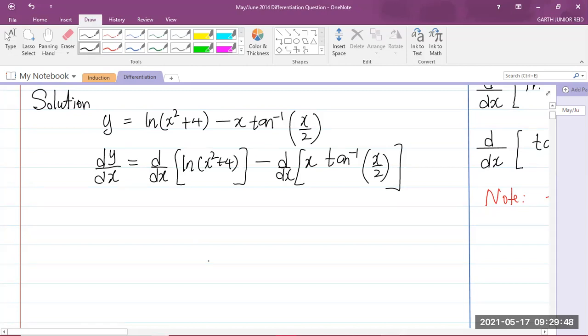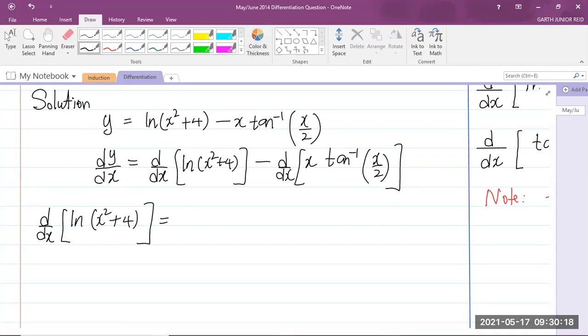So we're just differentiating each term. That's how we're doing here. What I'm going to do now is just find the individual derivatives, and then I'm going to substitute them back into here. So I'm going to say d by dx of ln of x squared plus 4. That is equal to what?